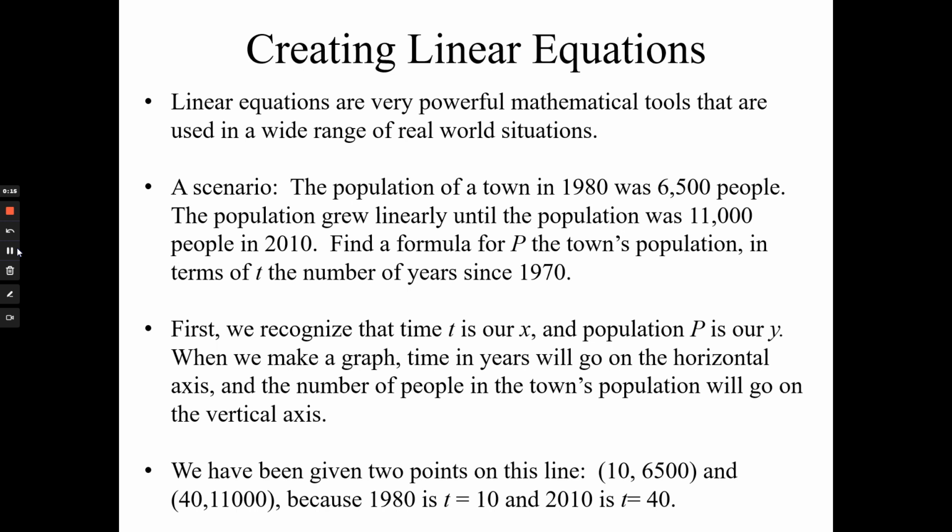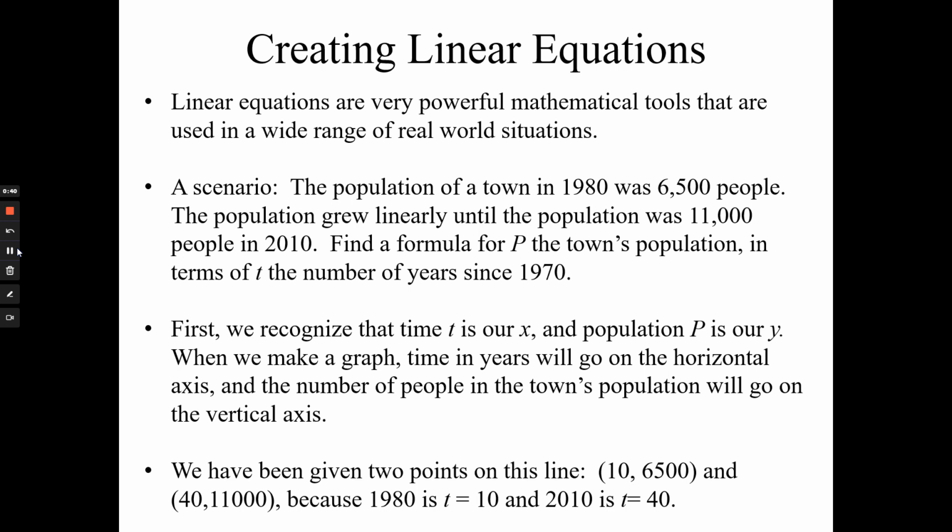Our first scenario is we have a town and its population in 1980 was 6,500 people, and we're going to say this population grew linearly until the population was 11,000 people in the year 2010. I want to find a formula for P, the town's population, in terms of T, the number of years since, let's start in 1970.